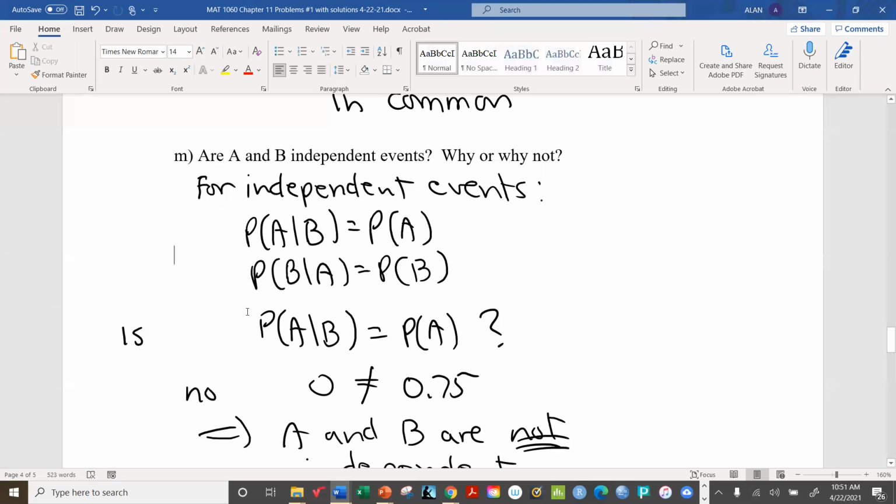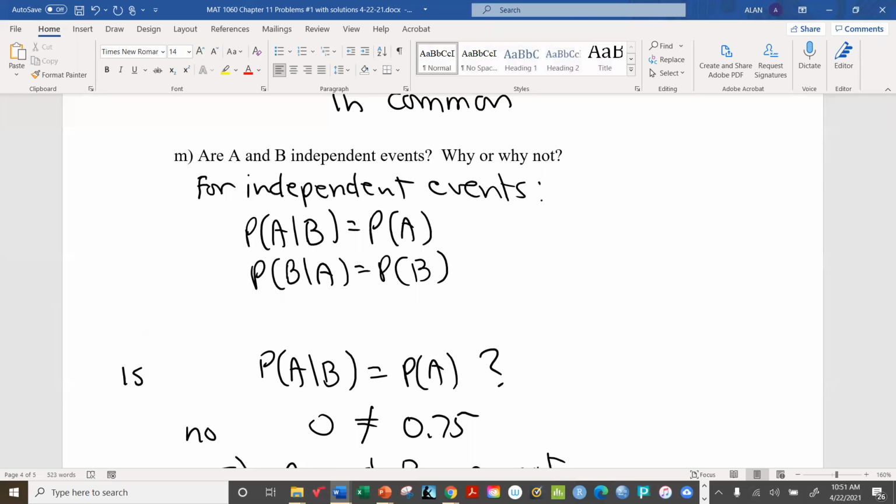Okay, I wanted to remind everybody that the 2 things that must be true for independent events are that the probability of A given B equals the probability of A, and the probability of B given A equals the probability of B.